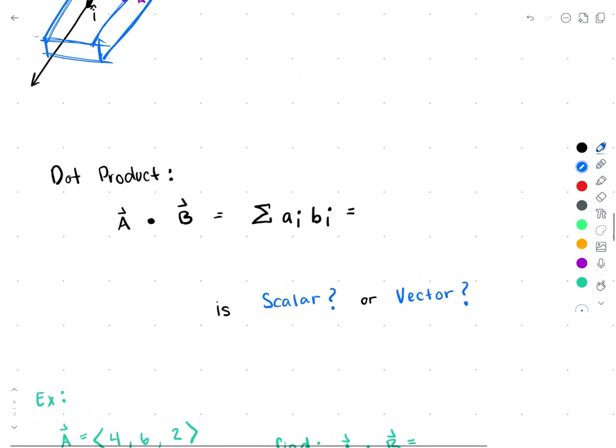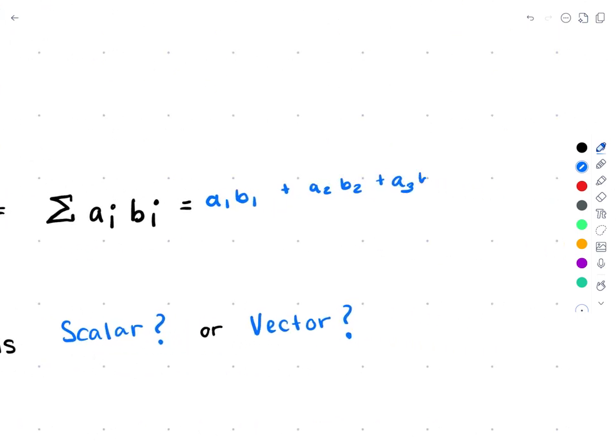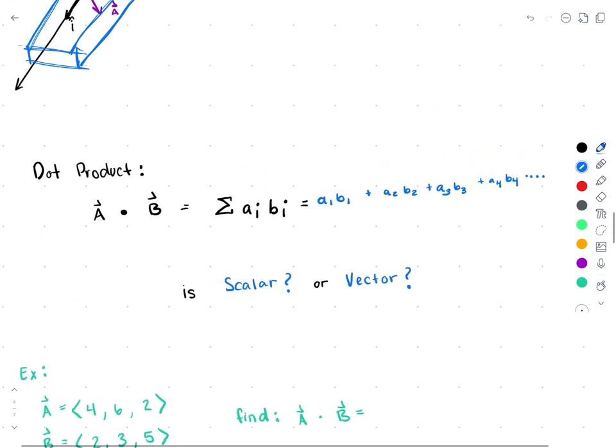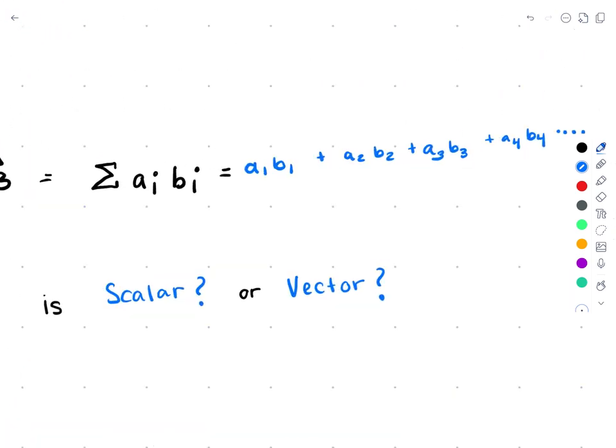So now let's move into dot product. The dot product, this is not multiplication, don't get that confused. The definition of it is A1 B1 plus A2 B2 plus A3 B3 plus A4 B4, and this definition will go on to infinity, for however many components or directions you're working with.